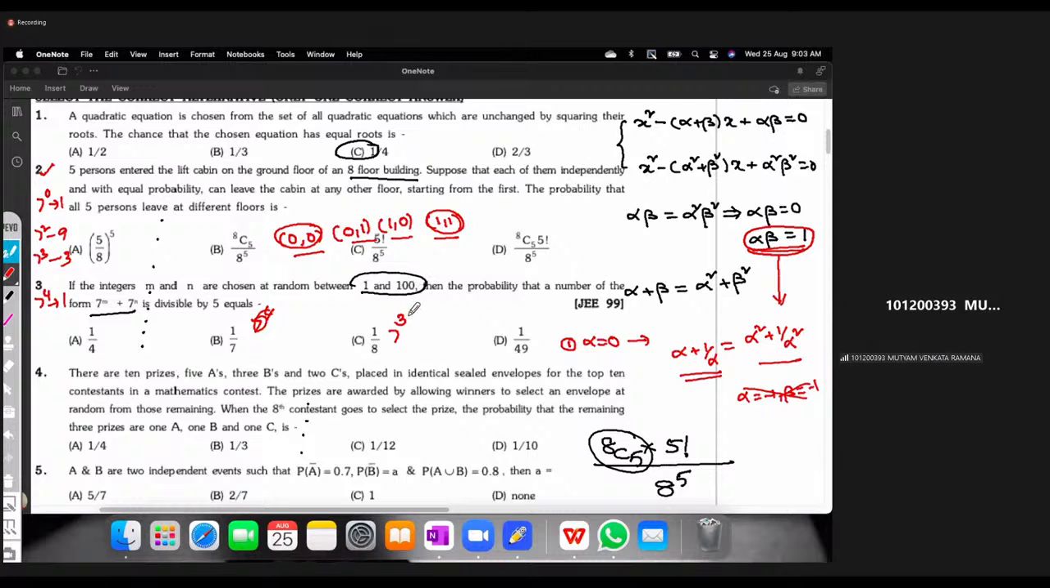7 power 1 is 7. Yes. 7 power 4n ends with 1, 7 power 4n plus 1 ends with 7, 7 power 4n plus 2 ends with 9, 7 power 4n plus 3 ends with 3. So you can select 2 numbers here such that it will be divisible by 5. You can select these 2 also to be divisible by 5. Okay.